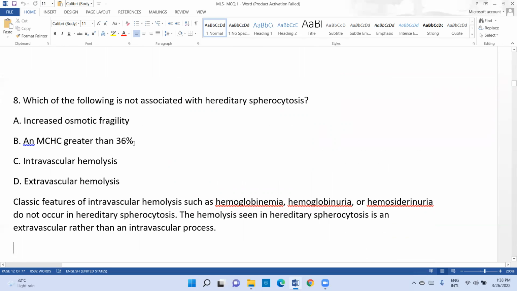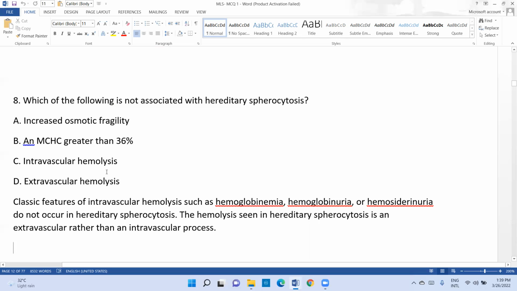MCHC greater than 36. Mean cell hemoglobin concentration. The concentration of hemoglobin in red cells, we give as a percentage, 36%. So it is high, true. Intravascular hemolysis. D, extravascular hemolysis. So these two are not the answer now. They are correct, right? They are true. We have to find the false answer.